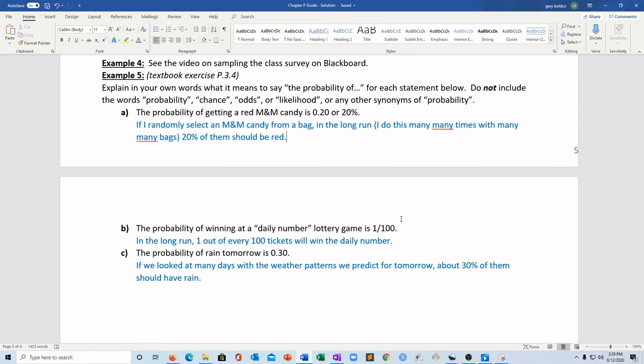So you've got to be careful though. If I go buy 100 tickets right now, am I guaranteed that I'm going to have one winner? Absolutely not. Because it's probability, there's still random chance. It's just that in the long run, with many tickets, you expect about 1 out of every 100 to be a winner. And the more tickets you buy, the closer your proportion of winners will get to 1 out of 100.